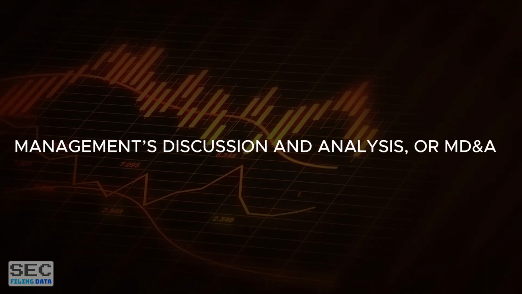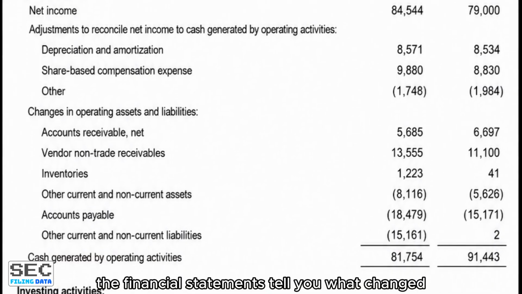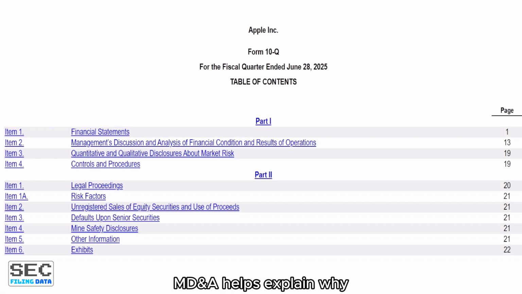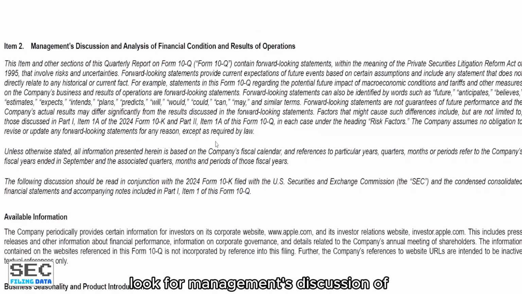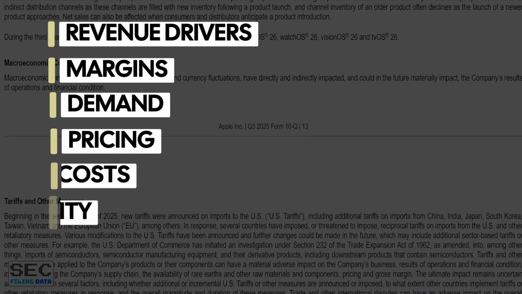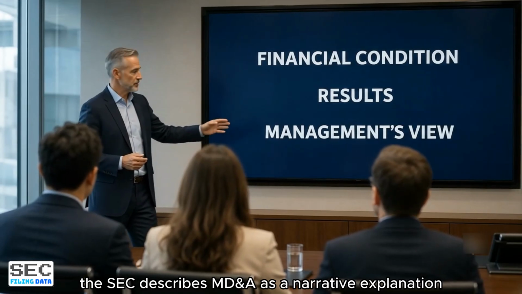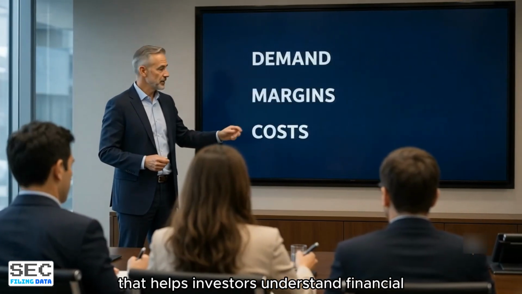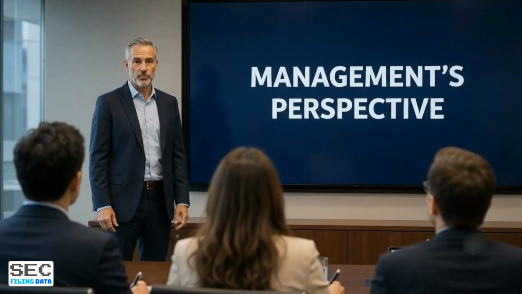Fourth, read management's discussion and analysis, or MD&A. The financial statements tell you what changed. MD&A helps explain why. Look for management's discussion of revenue drivers, margins, demand, pricing, costs, liquidity, and known trends. The SEC describes MD&A as a narrative explanation that helps investors understand financial condition and results through management's perspective.